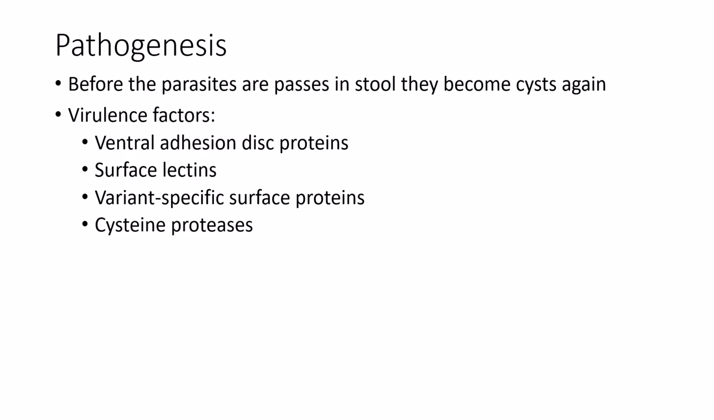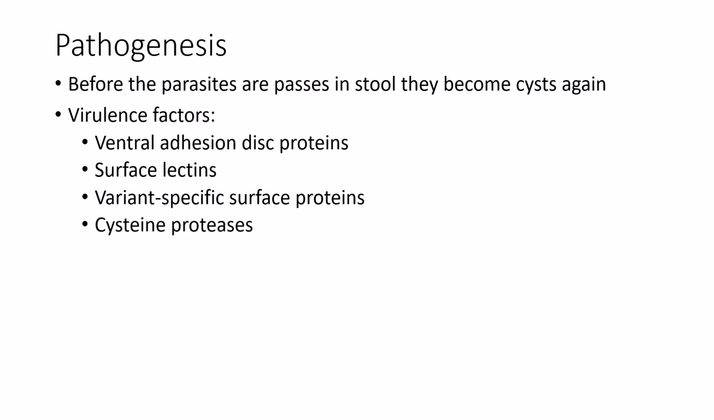And then virulence factors. You have the ventral adhesion disc proteins. These are crucial for the parasite's attachment to the intestinal epithelium. Then you have surface lectins. These molecules help the parasite adhere to the host cell and mediate interactions with the host intestinal lining. The variant-specific surface proteins, or VSPs, are highly variable proteins on the parasite surface that allow it to evade the human's immune system by constantly changing their surface antigens.